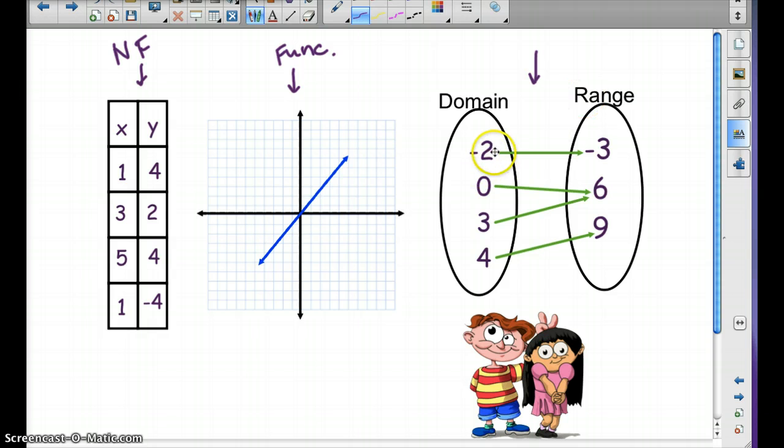And every domain is paired with a range. It doesn't repeat. 0 goes to 6, -2 goes to -3, 3 goes to 6, and 4 goes to 9. We don't see any repetition in our domain. So this is also a function.